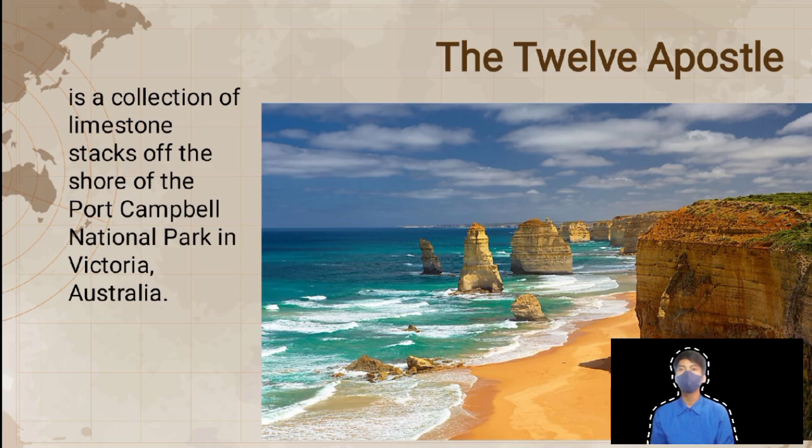The stacks are the result of millions of years of erosion of the limestone cliffs of the mainland and the constant pounding of the Southern Ocean. The tallest apostle is approximately 45 meters high, with the others varying in height between 2 to 10 meters.